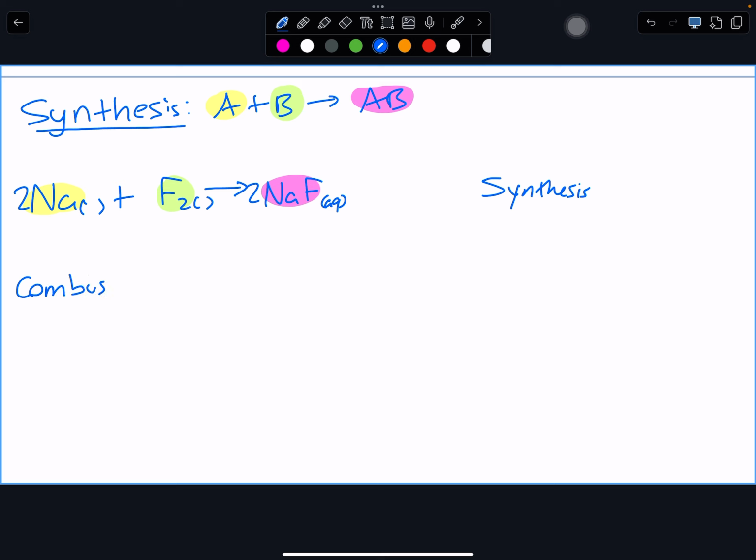All right. Next type of reaction is combustion. In order to be combustion, there's two different scenarios. I could have CxHy, a hydrocarbon. Yes, I'm recording. A hydrocarbon reacting with oxygen, or just a plain element reacting with oxygen. I'll tell you what that means in a second.